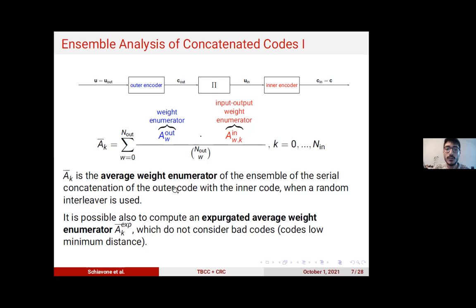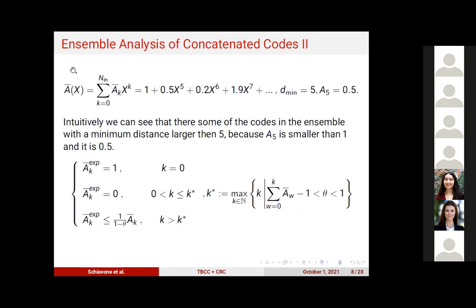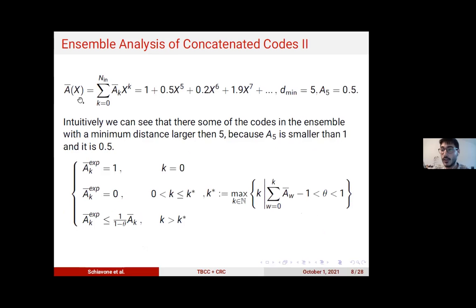This is important. Another important thing is that we can expurgate from this ensemble those codes that have a low minimum distance, a distance that is lower with respect to the one of the average weight enumerator. And how to do this? Let's see with a very simple example. Let's imagine that we represent the average weight enumerator of our ensemble using the average weight enumerator function, where it is simply a polynomial where we have as coefficient of the degree k term the average number of code words with that Hamming weight, okay.